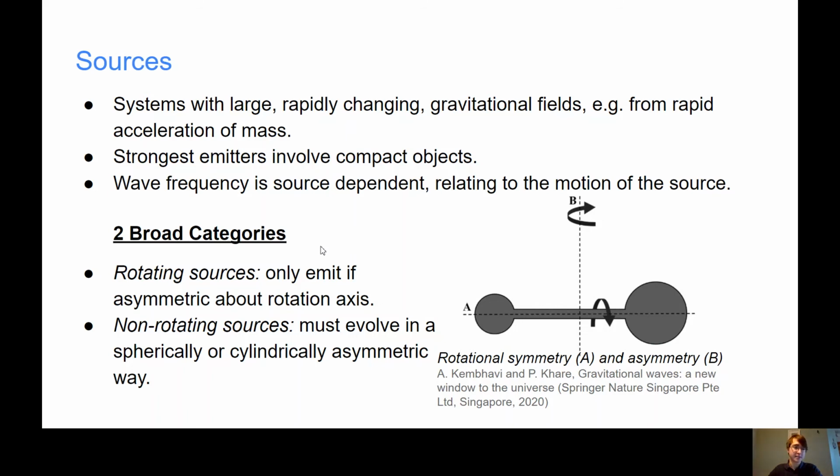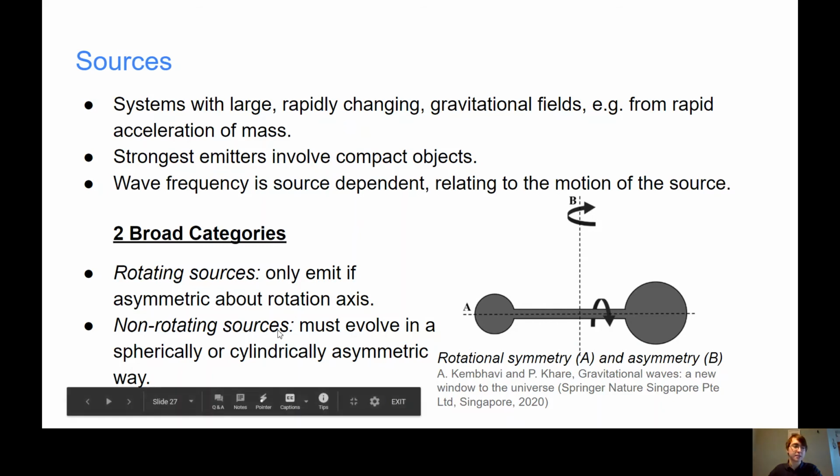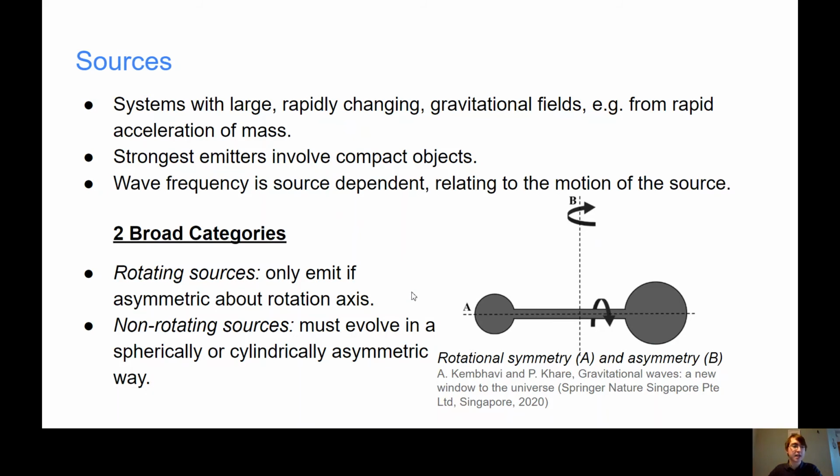For a rotating system to emit, it must be asymmetric about its rotating axis. For instance, neutron stars with bumpy surfaces or a binary system. For this dumbbell-like model, you can see that about axis A, there is rotational symmetry and would be no emission, but around axis B, there is no rotational symmetry and hence there could be emission. For non-rotating sources, which we shan't discuss that much, it just can't be spherically or cylindrically symmetric, such as for a supernova explosion that is asymmetric.